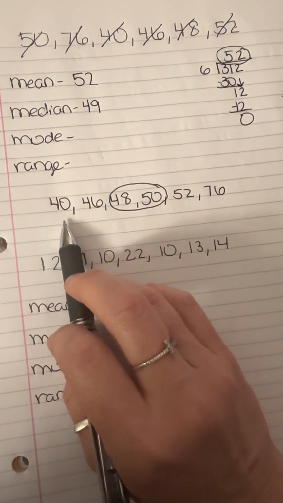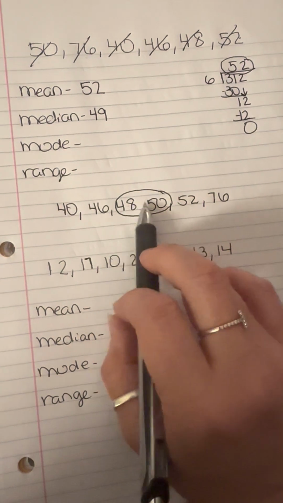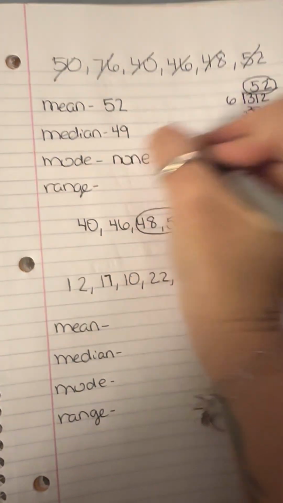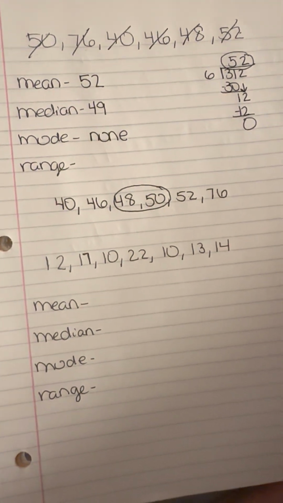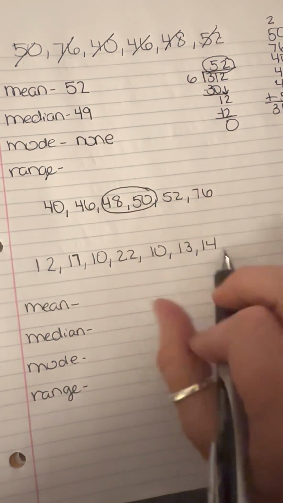The mode is the number that occurs most often. Now looking at these, all of my numbers occur one time. So I would say none. I do not have a mode. I wouldn't say 0 because that's a number, but I would say there is none.